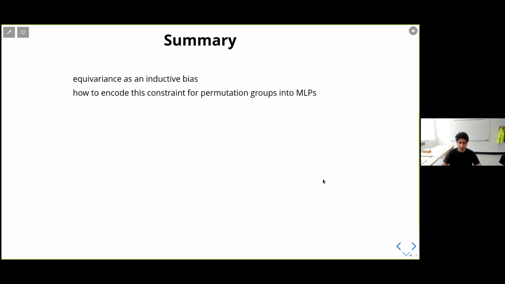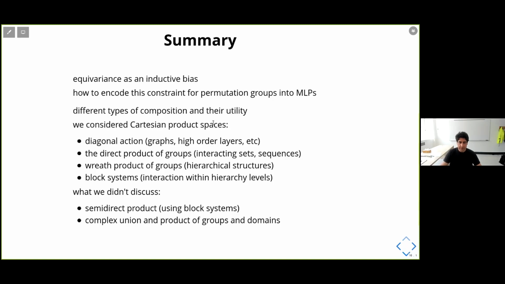So in summary, I talked about equivariance as a way of biasing deep models to make them more sample efficient based on our prior knowledge about the symmetries of the task. And we've seen how to encode this equivariance to particular permutation groups into multilayer perceptrons. And then we looked at different types of composition and their utility.